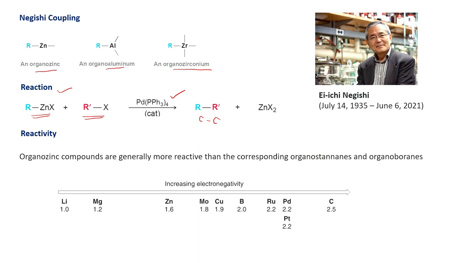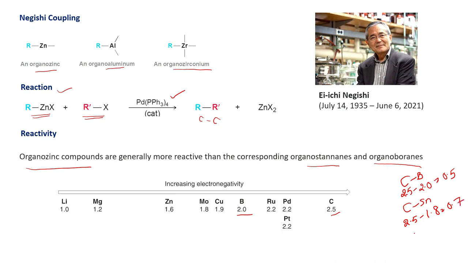And when we talk about the reactivity, organozinc compounds are much more reactive compared to organostannanes and organoboranes. So, organoborane: carbon has electronegativity 2.5, boron is 2.0, so the electronegativity difference is 0.5. And when we talk about organotin compounds, carbon 2.5, tin 1.8, it will give you 0.7.